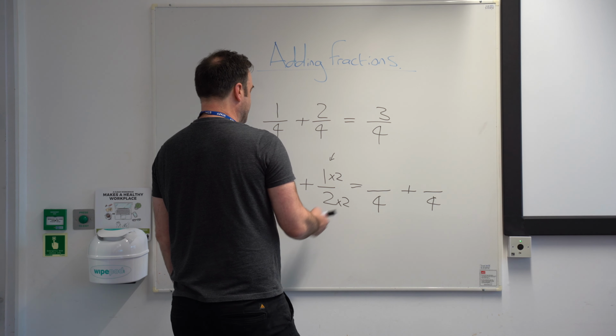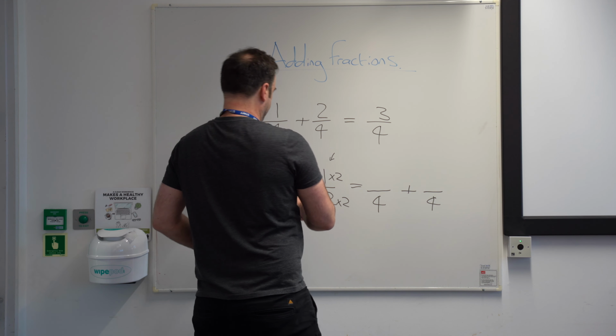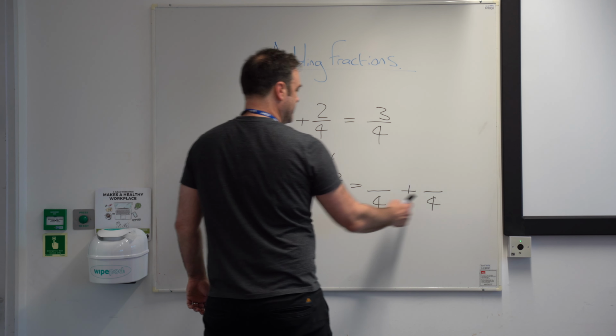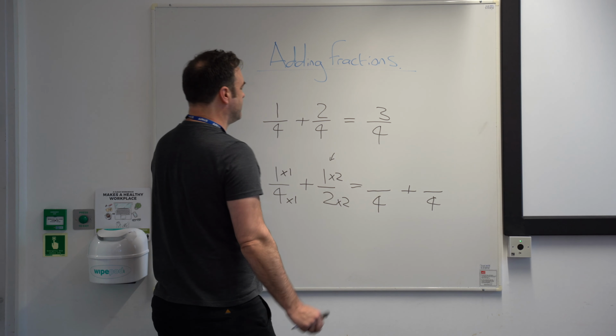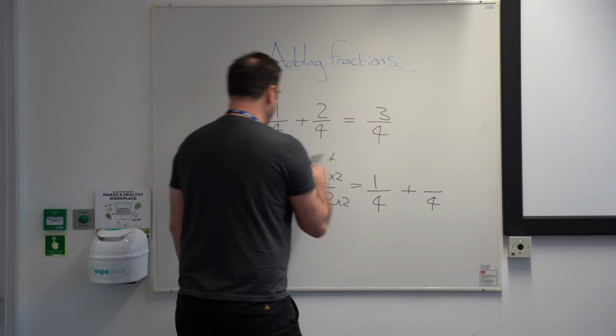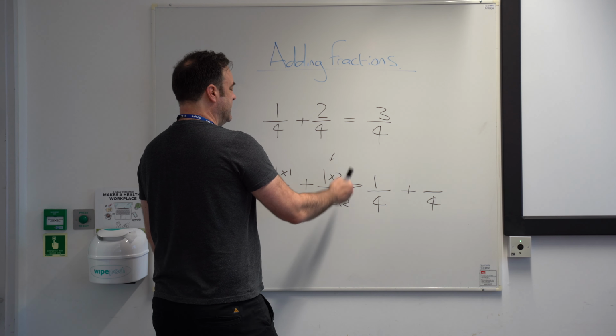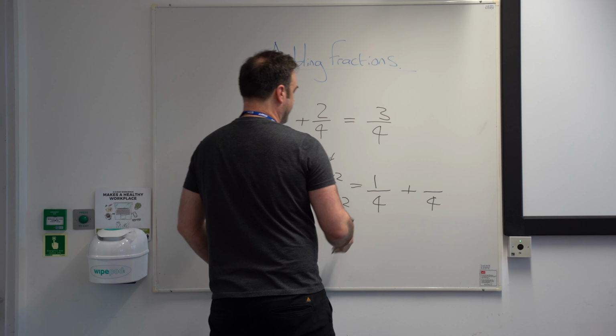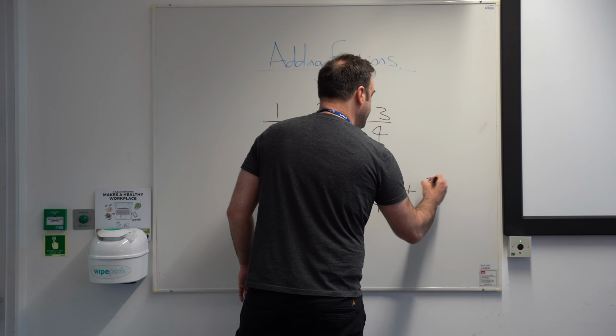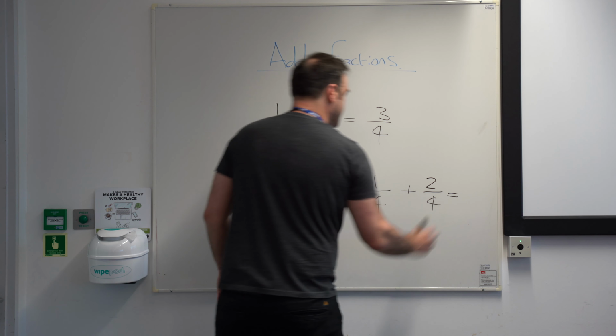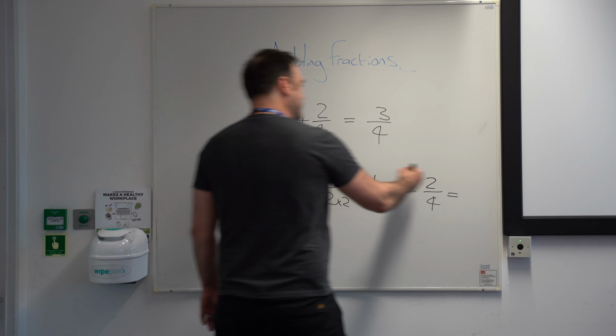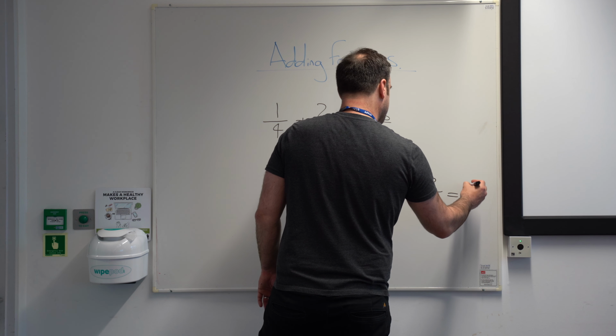And then it's just a matter of, so that 4 times 1 was 4, 2 times 2 was 4. So now we've got them over the same bottom number. That's 1. We didn't convert that to an equivalent fraction. This one now, as an equivalent fraction in quarters, would actually be 2/4. So what we do now is add the top two numbers.